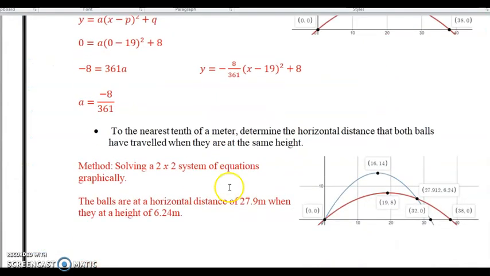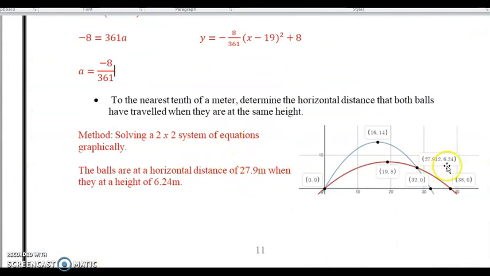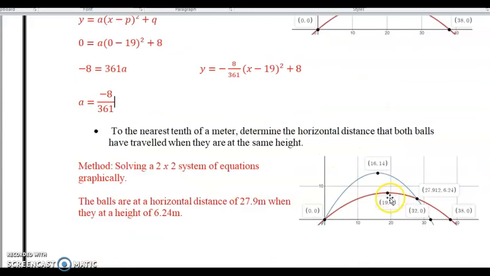And if you go back to your sheet, so I solved the 2x2 system using the graphic calculator, and there's lots of points, lots of information. There's your Desmos graph, and there's lots going on. The blue path was your football, and the red path was your soccer. Okay. Your intersection points on the graphic calculator are your solution. So the ball's at a horizontal distance of 27.